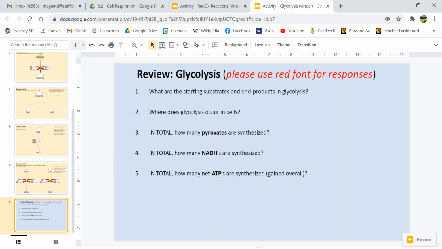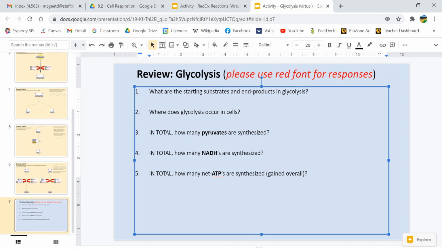So what are the starting substrates and the end products? Actually, I'll just write this in here. We started with glucose and we ended with pyruvate. Okay, where does glycolysis occur in the cell? It occurs in the cytosol, or you could say cytoplasm.